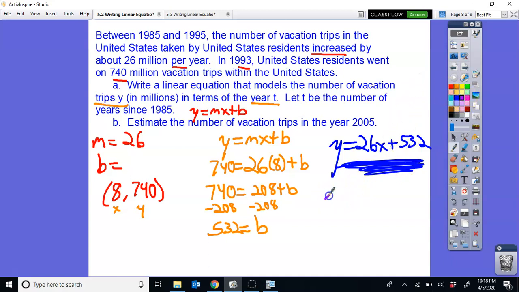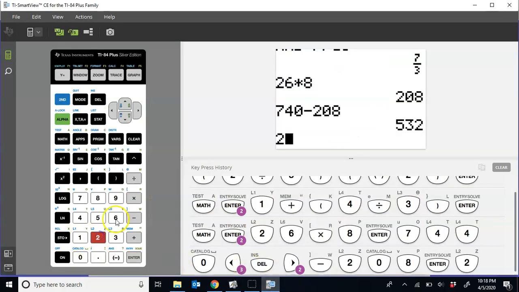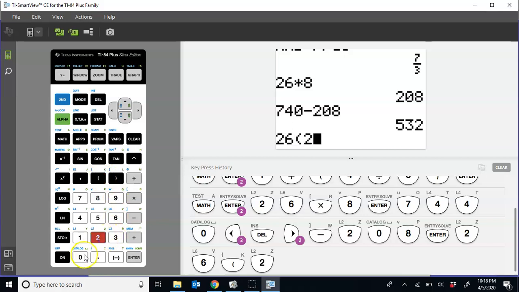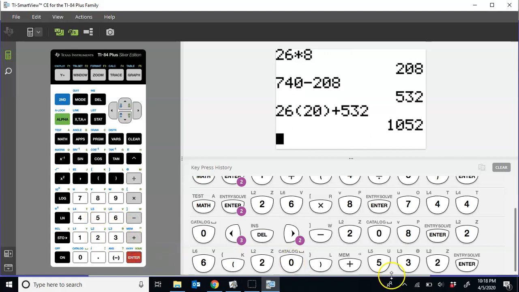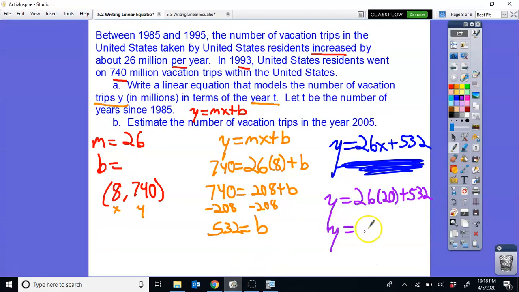So I go to my equation, and this is the whole reason for being able to find an equation. I plug in 20 for x, and then I use my calculator to find my y value, the number of trips. So I do 26 times 20 years, because it's 1985 to 2005, plus 532. Press enter, and it tells me 1,052. Now remember what that is, 1,052 million trips.